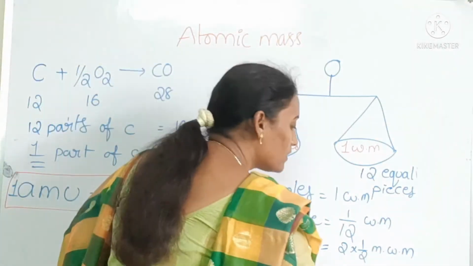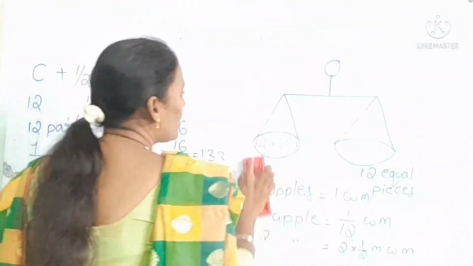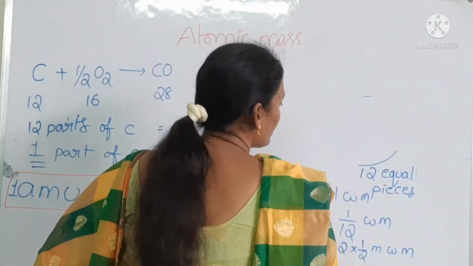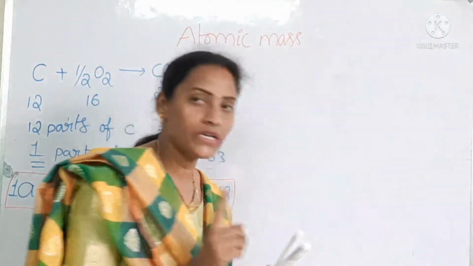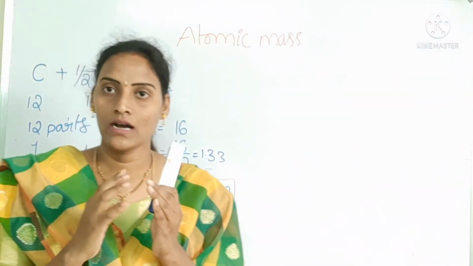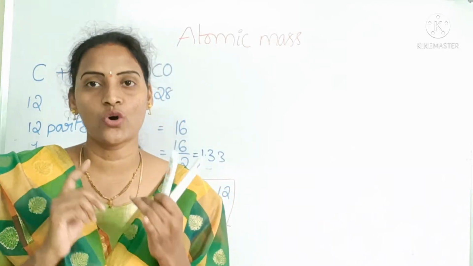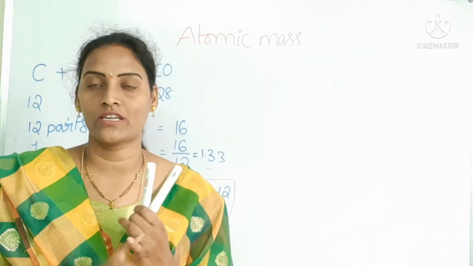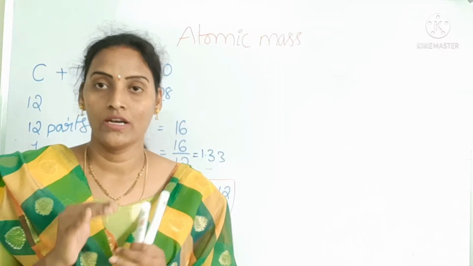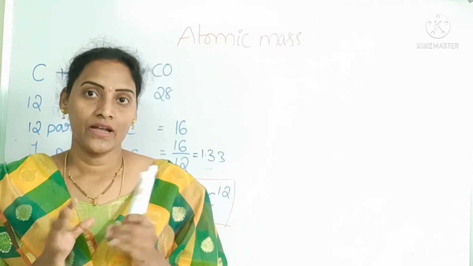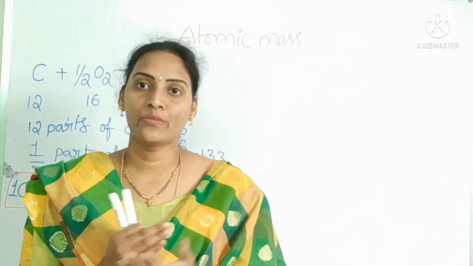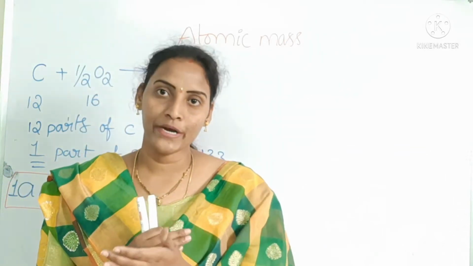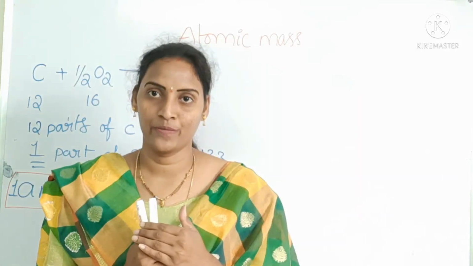Coming to here, why carbon? Why not oxygen? Why not other elements? That is the reason, because carbon is not highly reactive in nature and not low reactive either. It is moderate in reactions. And another thing is, the C12 isotope is highly abundant in nature when compared to other isotopes of carbon.